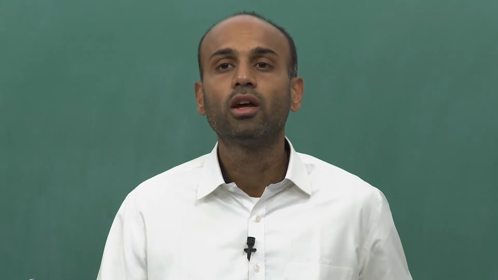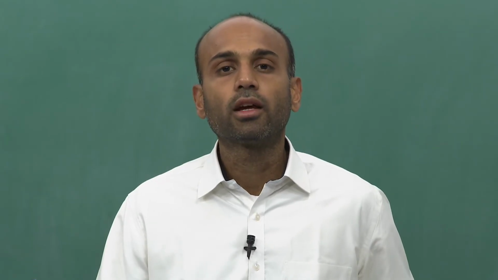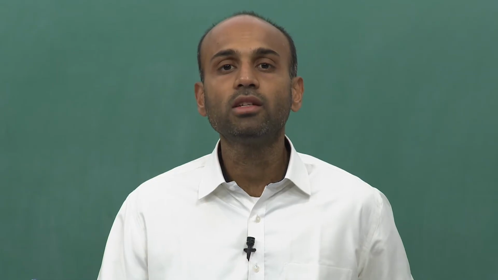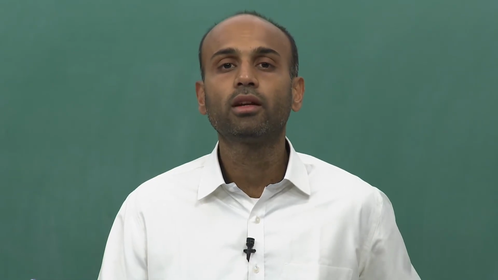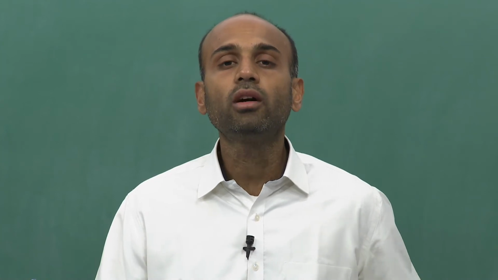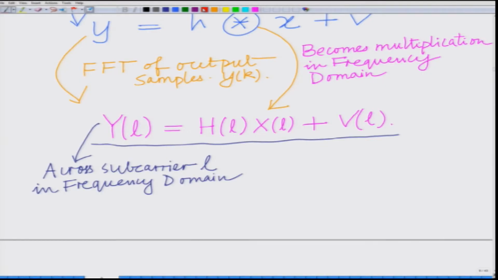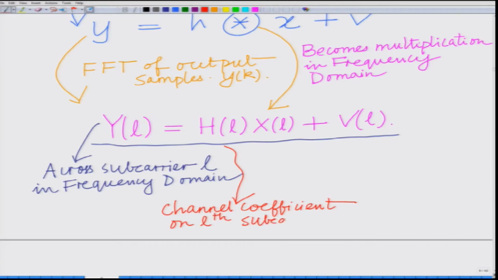Therefore, the FFT of the samples is nothing but the symbols loaded on the subcarriers. Therefore, the output YL of the Lth subcarrier is the channel coefficient HL times capital XL, which is the symbol loaded on the Lth subcarrier, plus the noise on the Lth subcarrier, that is given by the Lth FFT point of the time domain noise samples. So, we can look at this: this is the channel coefficient on the Lth subcarrier, and this is the symbol loaded onto the Lth subcarrier.